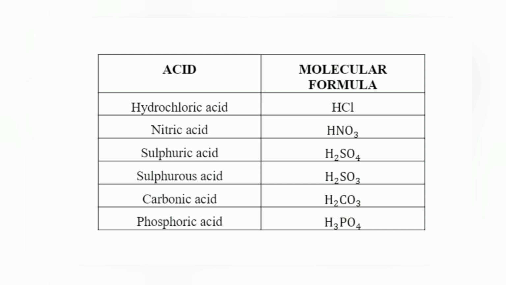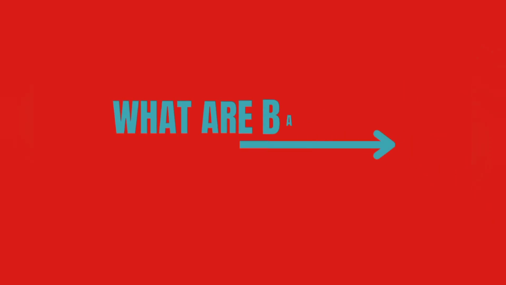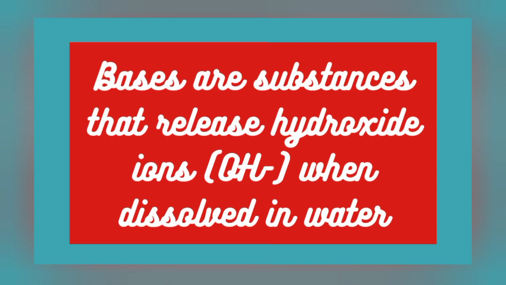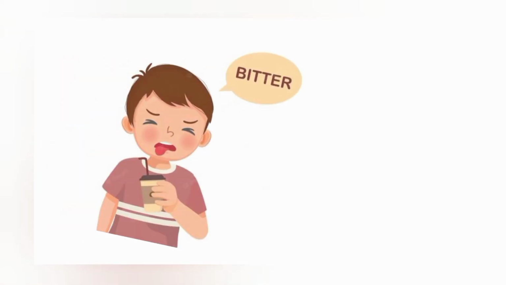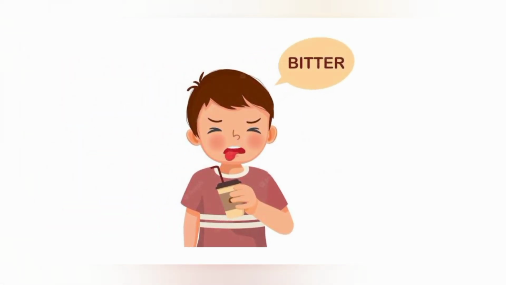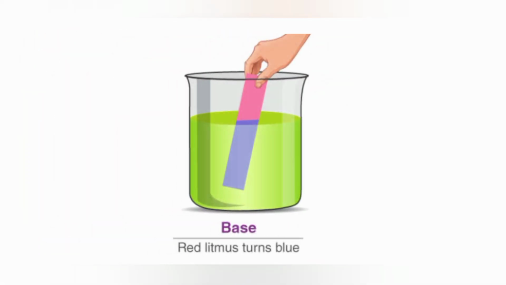Now, let's answer the question, what are bases? Basically, bases are substances which dissolve in water to give off hydroxide ions. They are usually negative ions. Just like for acids, let us learn about the properties of bases. For bases, the first identifiable property is that they have a bitter taste. Bases are known to turn red litmus paper blue.